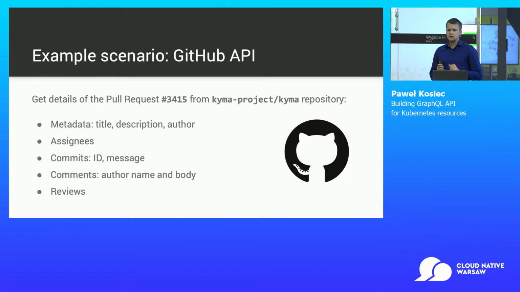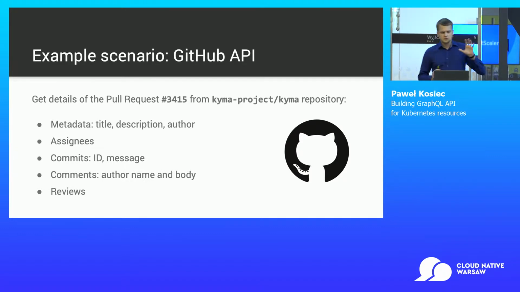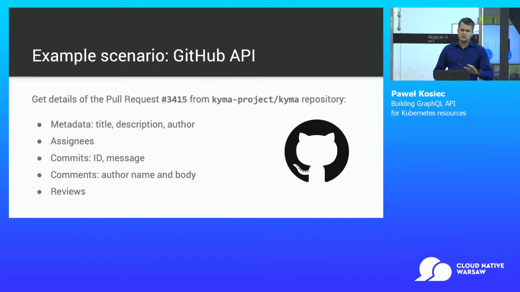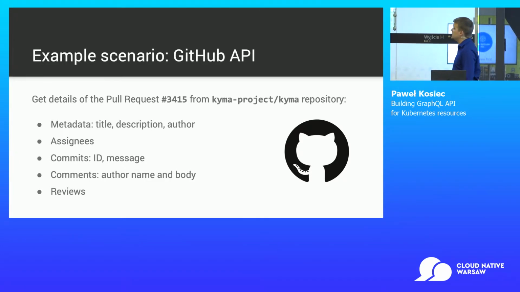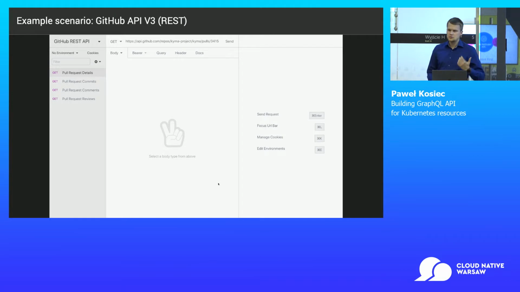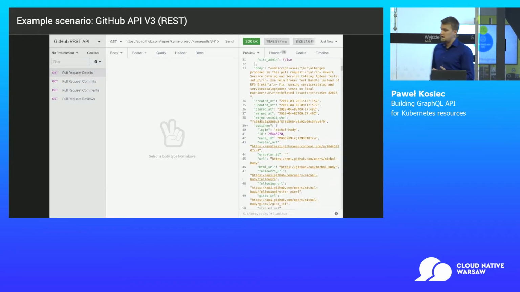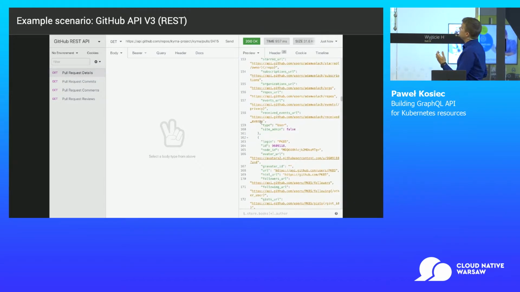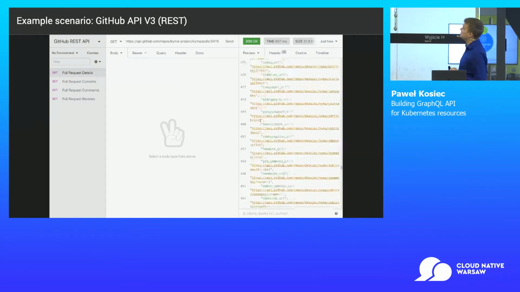And let's say in this example, we want to get details of some pull requests from the Schema repository. We want metadata, some assignees, commits, comments, and reviews, but just basic information, which means, for example, ID and message of commits, and author names and body of comments. So firstly, we will use the REST API, and to do the whole thing, we need to do 4 requests. Firstly, we need to query for details of pull requests.